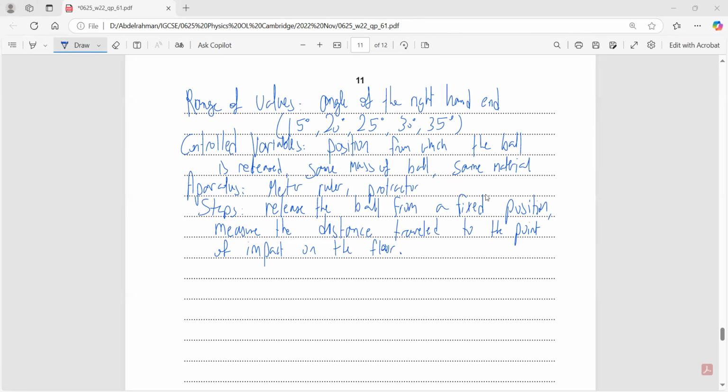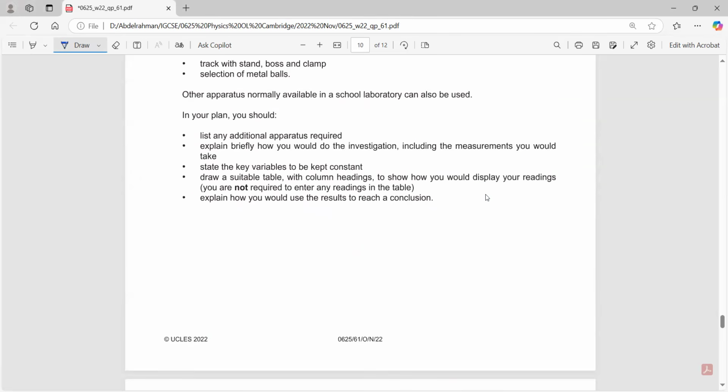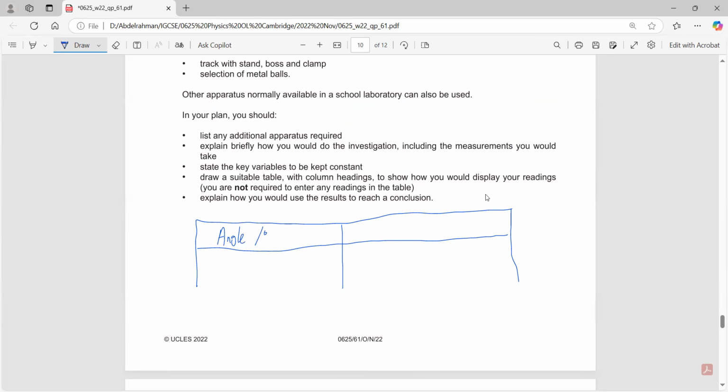Can I draw the table? Yes, I can draw the table. You have only one variable that you're changing. What's the one variable? The angle, and the dependent variable would be the distance traveled. So we have the angle in degrees, and then you have the distance in centimeters. You're changing the angle, and therefore you want to measure the distance traveled in centimeters.